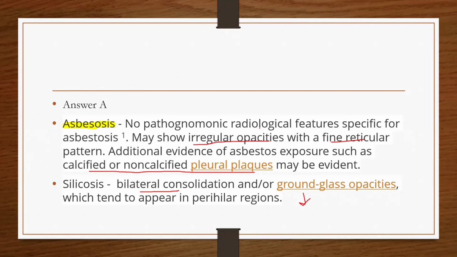So asbestosis, silicosis, lung cancer, no need to go very deep into these radiological changes. Just remember, when you see ground glass opacities, think silicosis and asbestosis; the main thing would be pleural plaques. Lung cancer, you will see localized lesions. Okay, so that's it about it.